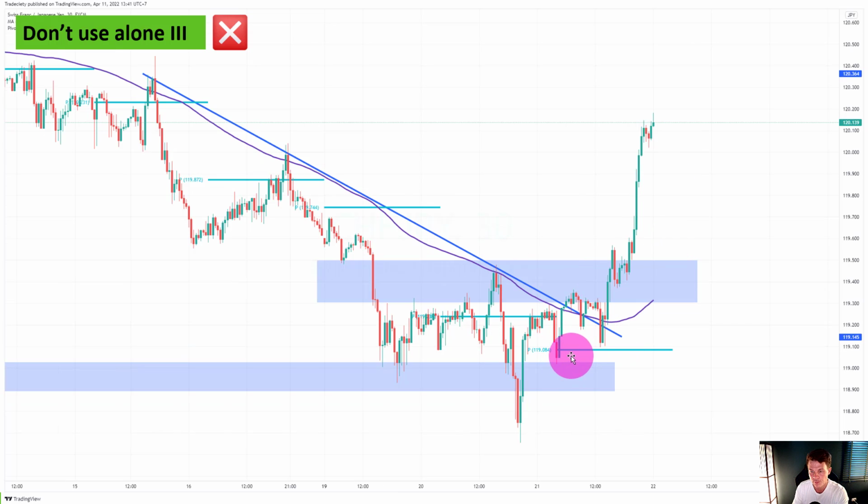We can also add pivot points. You can have a break and retest approach. But again, I would recommend to not use support resistance on its own, but layer other confluence factors and other tools together and on top of a support and resistance approach, and then you may improve your win rate and your profitability quite significantly.